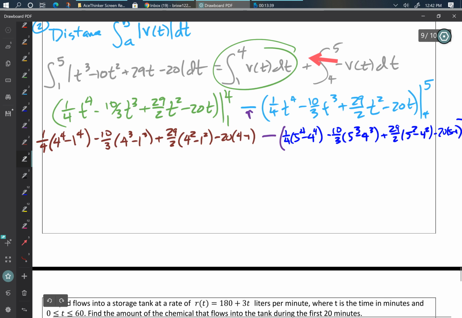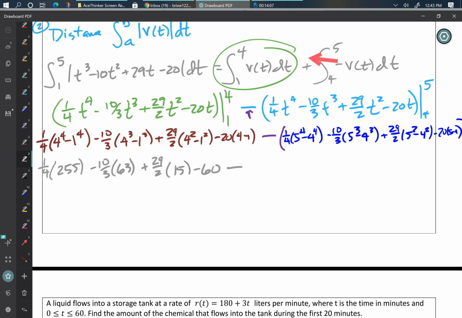Okay, now starting from the left over here, I have 1/4 times, let's see, 4 raised to the 4th is 256 minus 1, so 255, minus 10/3 times 63, plus 29/2 times 15, minus 60. 4 minus 1 is 3. Okay. Minus, and so what I'm going to do here is I am going to put a big set of brackets right here so we don't screw this up.